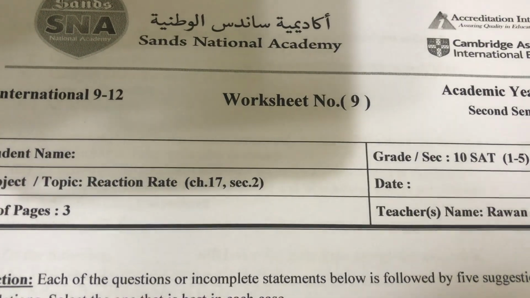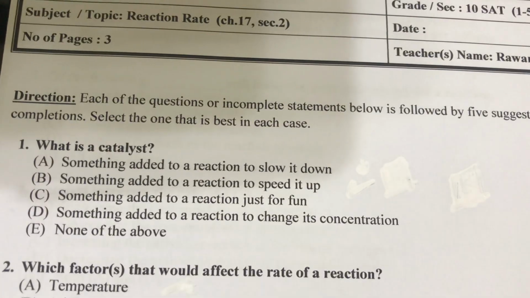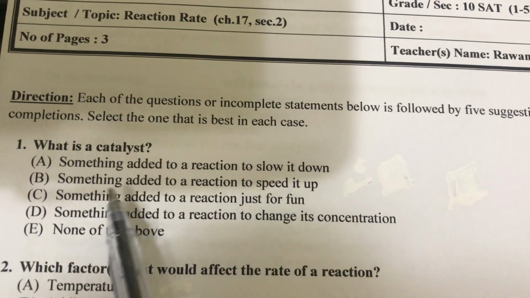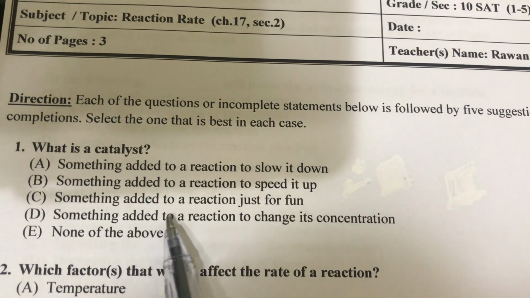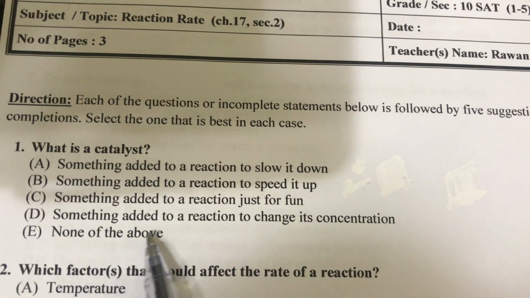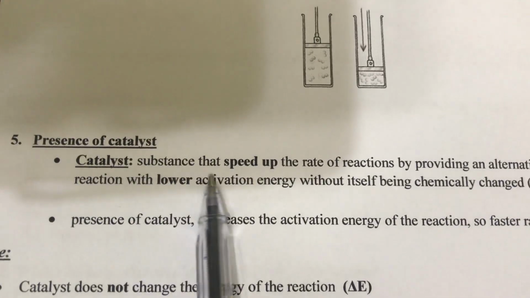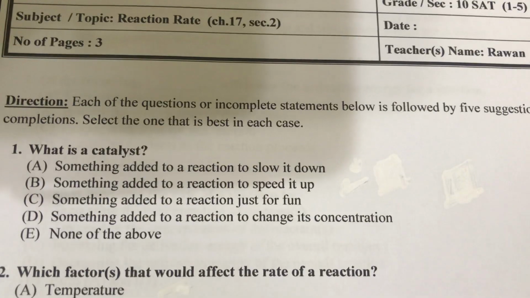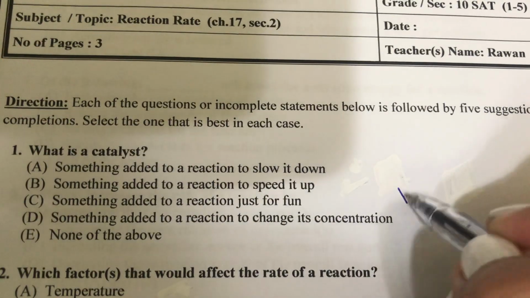Worksheet number 9, reaction rate. So here, what is a catalyst? Something added to a reaction to slow it down, something added to a reaction to speed it up, something added to a reaction just for fun, something added to a reaction to change its concentration. So here, catalyst is a substance that speeds up the rate of reaction. So something added to a reaction to speed it up. So the correct answer is B.